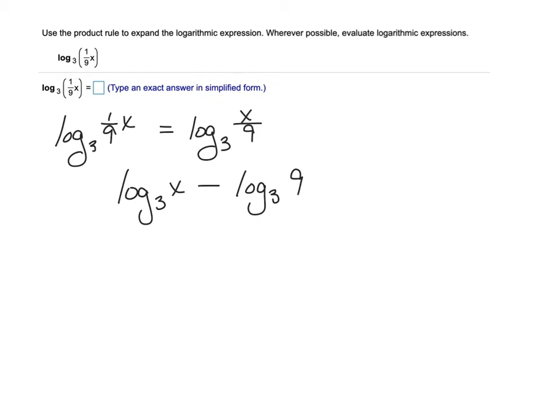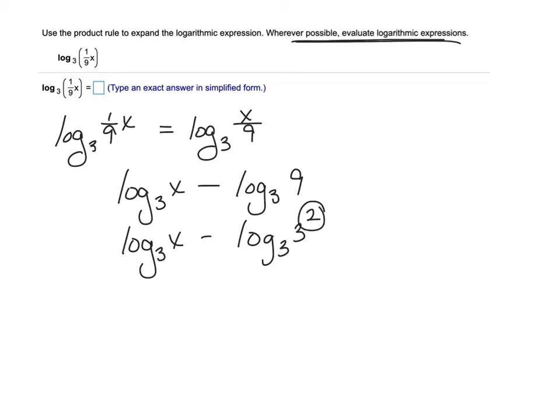Okay? And one last step, we want to, wherever possible, evaluate logarithm expressions. And we can evaluate the log base 3 of 9. Right? 9 can be rewritten as 3 squared, and we know from our shortcut rule that when you have a log and the bases are the same, then this simplifies to 2. So we have log base 3 of x minus 2.